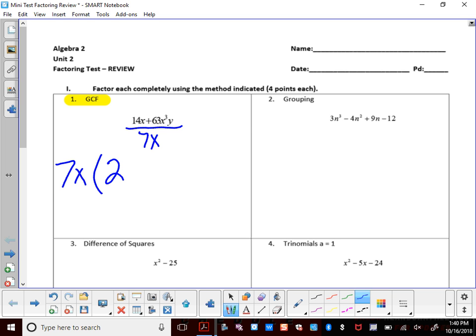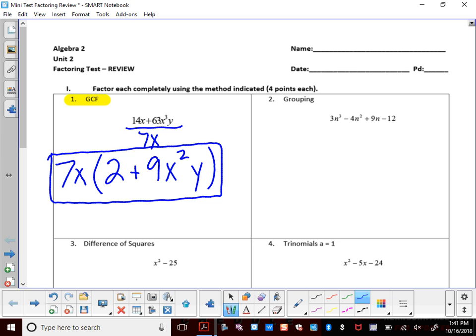Alright, 63 divided by 7 gives me 9. Then I have x cubed divided by x, which is x squared. What happens to my y? Write this down. Yep, my y just stays. You can't make it disappear. It just stays there.